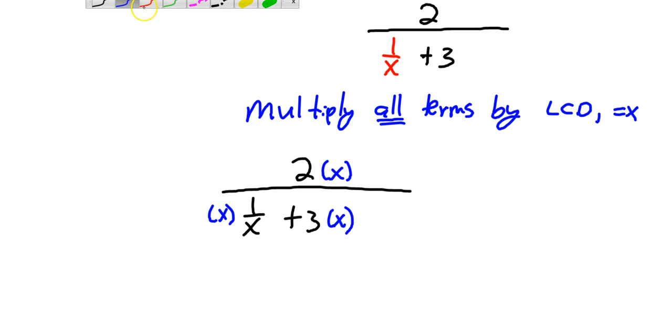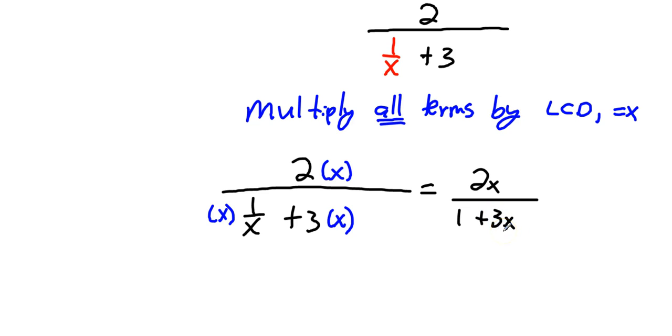Okay, top part, real easy. It's just 2 times x, it's just 2x. And here's the thing, on the bottom part, because we've got this fraction that's already in the denominator, we want it just to be whole numbers. These x's have canceled, that's going to leave you with a 1. That's just 3 times x. So that's 2x, and that's over 1 plus 3x. And that would be the answer that you're looking for.